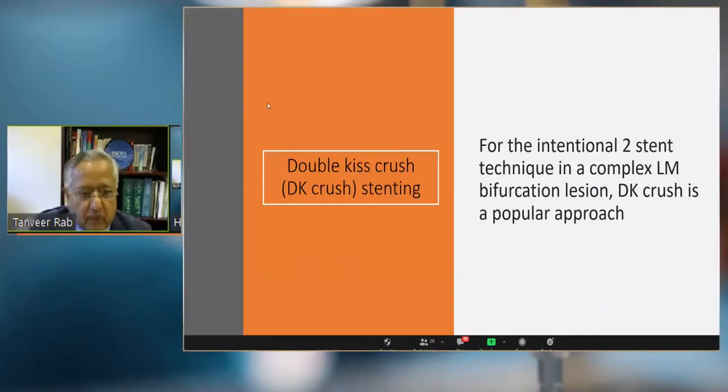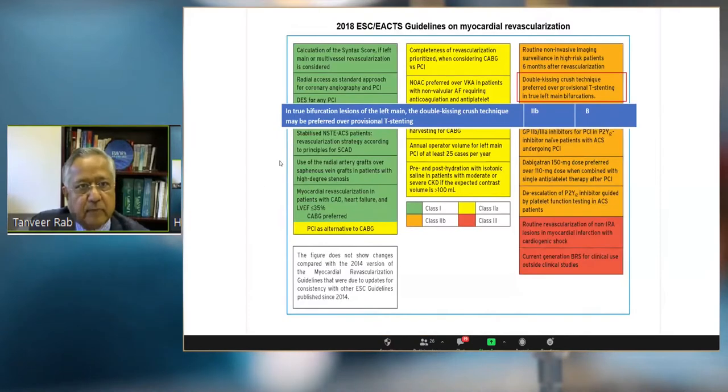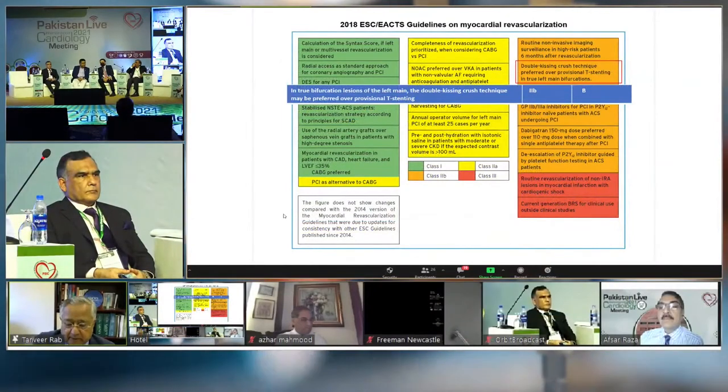So let me talk about the complex procedure first, the double kiss crush stenting. This is for the intentional two-stent technique in complex left main bifurcation lesions. DK crush is a popular choice. Again, in the European guidelines from 2018 ESC, in true bifurcation lesions of the left main, the double kissing crush technique may be preferred over provisional T-stenting, a IIb indication with level of evidence B.